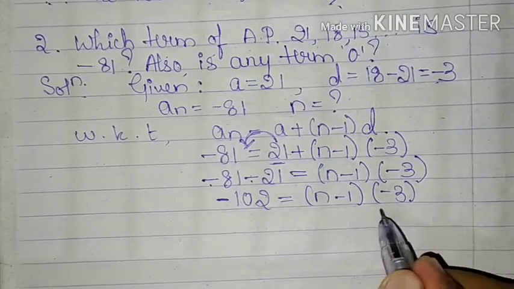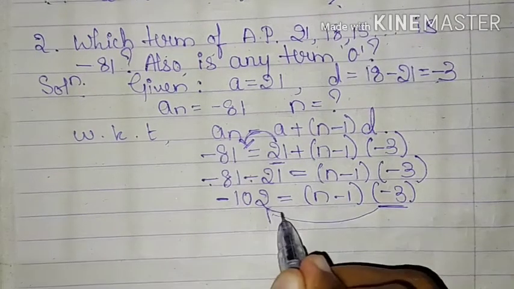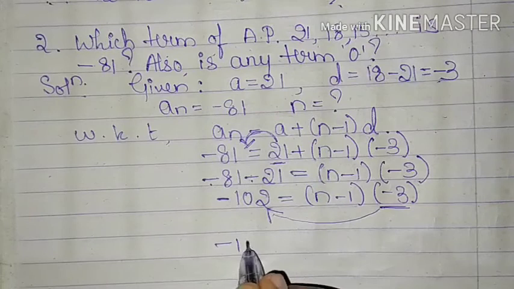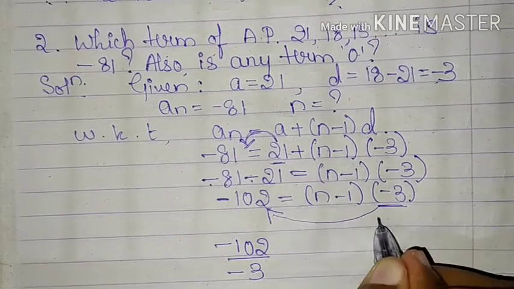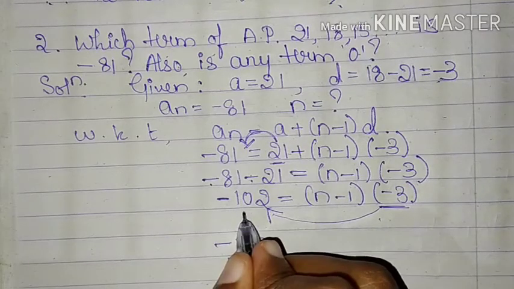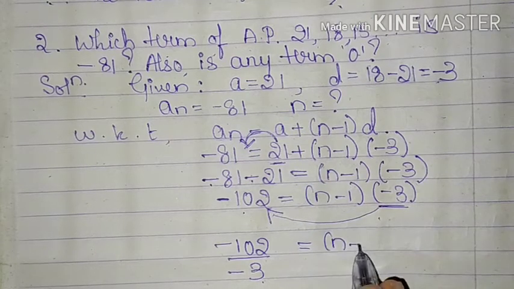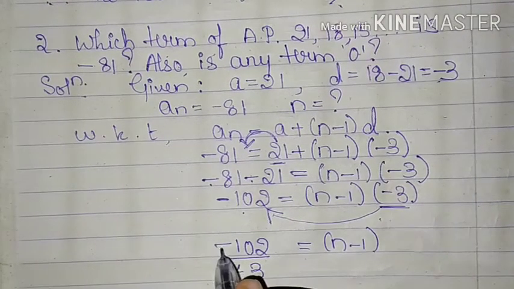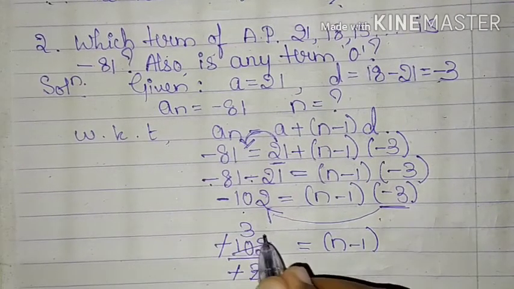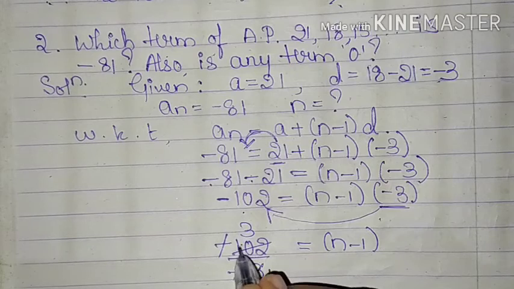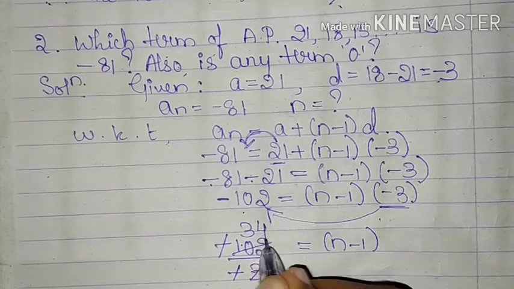Now here the minus 3 has been multiplied. So if I bring it to the left hand side, I will get minus 102 divided by minus 3. It was multiplied here, so when I bring it to the other side of the equal to sign, it will be divided. And this is equal to N minus 1. Minus minus cancels. 3 ones are 3, 3 threes are 9, 10 minus 9, we get remainder 1, so 12, 34, right?